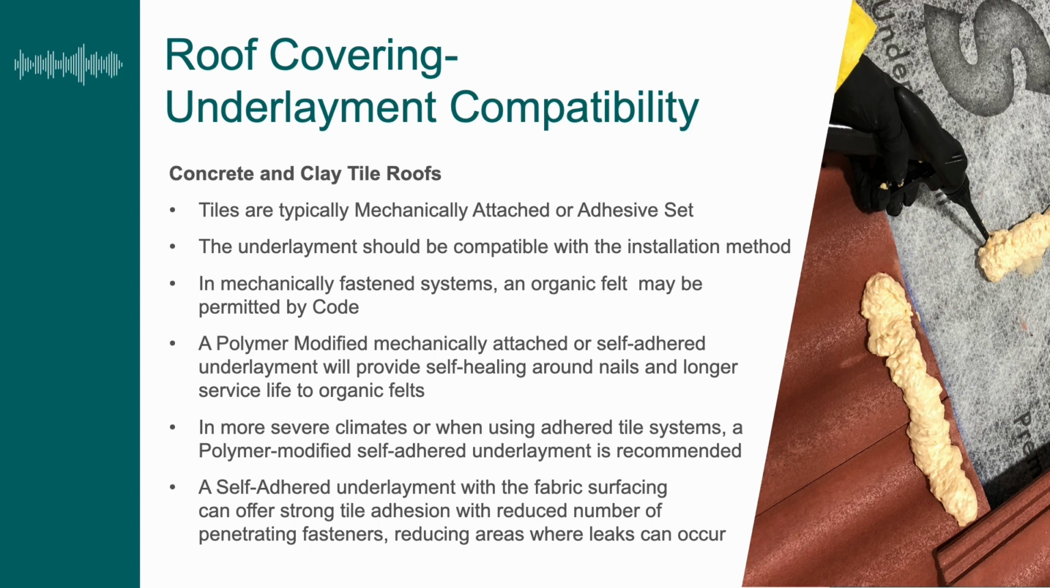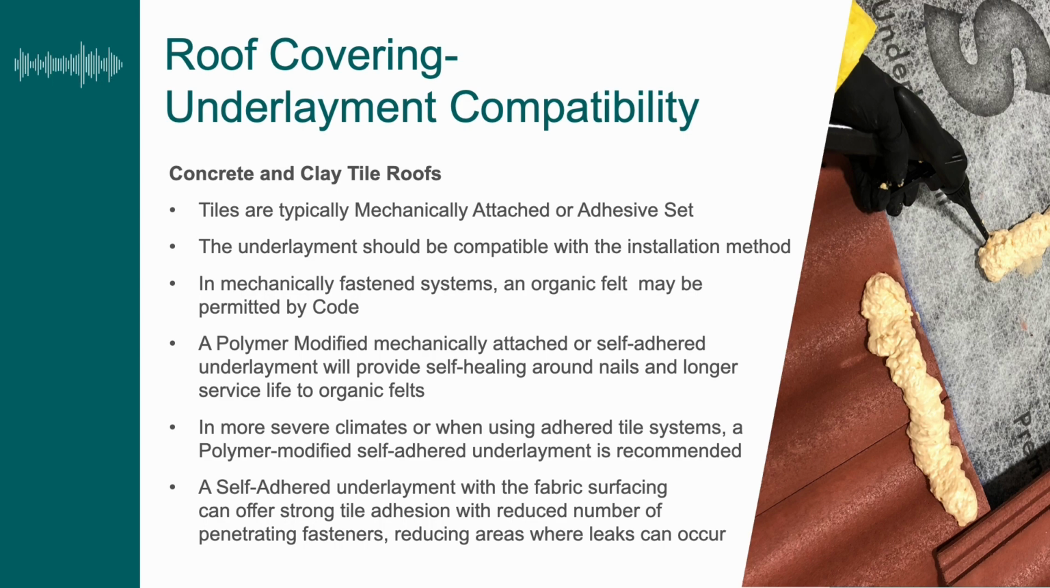In more severe climates, or when using adhered tile systems, such as the systems pictured here, where you're using a roof tile adhesive to adhere the tiles down to the underlayment, a polymer-modified self-adhered underlayment is recommended. And one of the reasons is also because this fabric top surface underlayment, as pictured here, is ideal because it grips and bonds very well with this roof tile adhesive. So you have very good adhesion, especially in extreme weather events, so you don't have blow-offs of tiles.